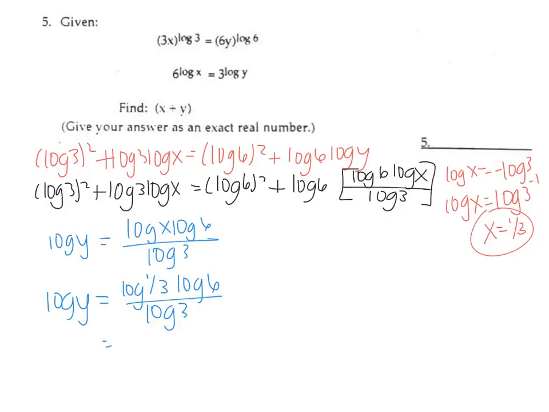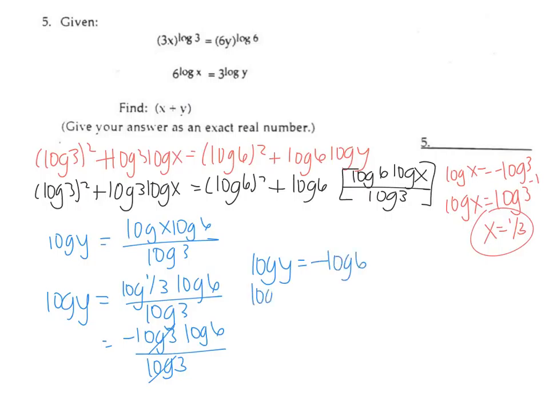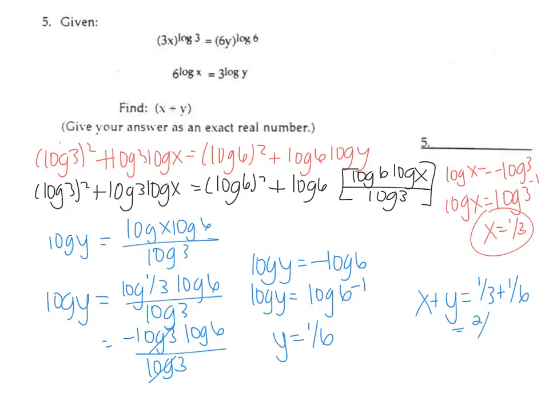But 1/3, remember, is 3 to the negative first. So this is negative log of 3 log of 6 over log of 3. These cancel, so I get log of y equals negative log of 6. So log of y equals log of 6 to the negative first, which gives me y equals 1/6. So then x plus y is 1/3, add 1/6. So this is 2 over 6, add 1 over 6, which is 3 over 6, or 1/2.